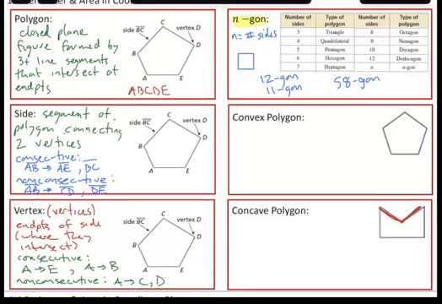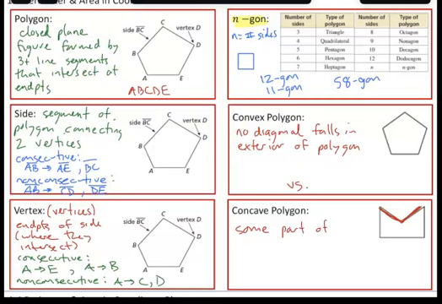But both of them have to do with all the diagonals that you can draw in the figure. Okay? And so here's the difference. In a convex polygon, no part of any diagonal falls in the exterior of the polygon. And I'll explain what that means here in just a second. Versus a concave polygon where some part of a diagonal is going to fall in the exterior of that polygon.